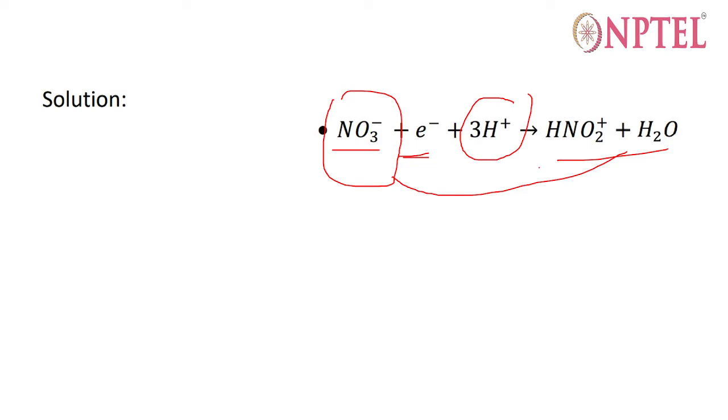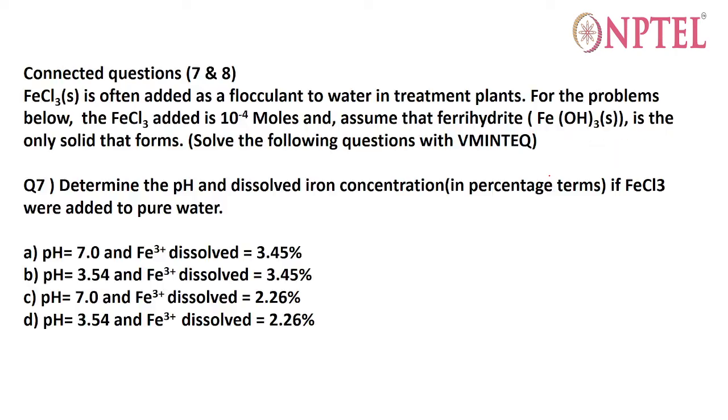Or you can go for the elaborate process for the solution of a redox reaction, or the balancing of the redox reaction. You know how to do this. If this was a very easy one, you can just solve it like that. And you need 3H plus ions, right? And then we will go for questions 7 and 8.